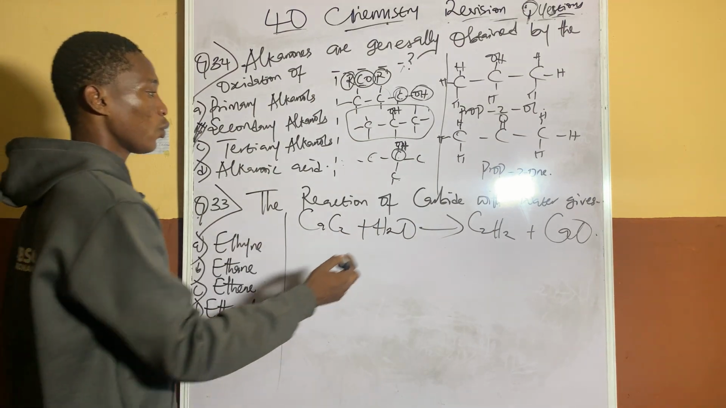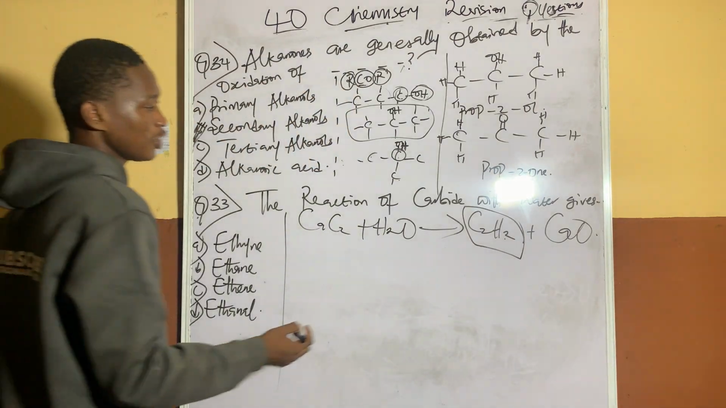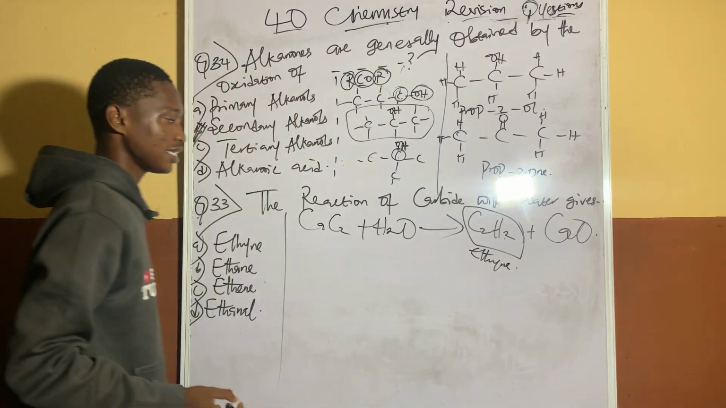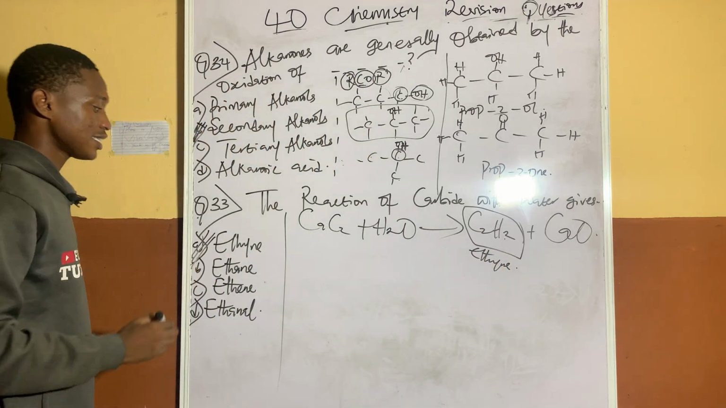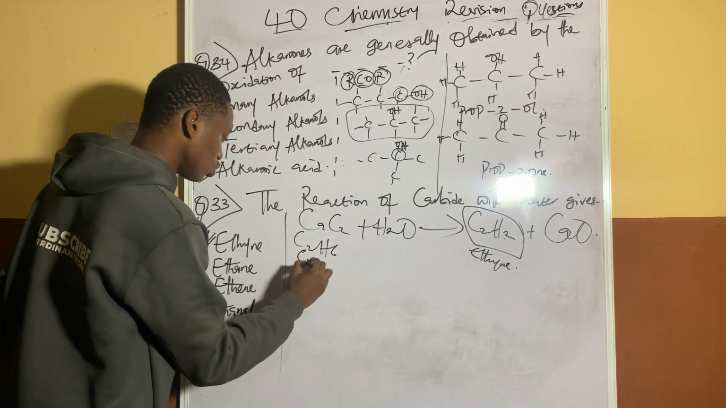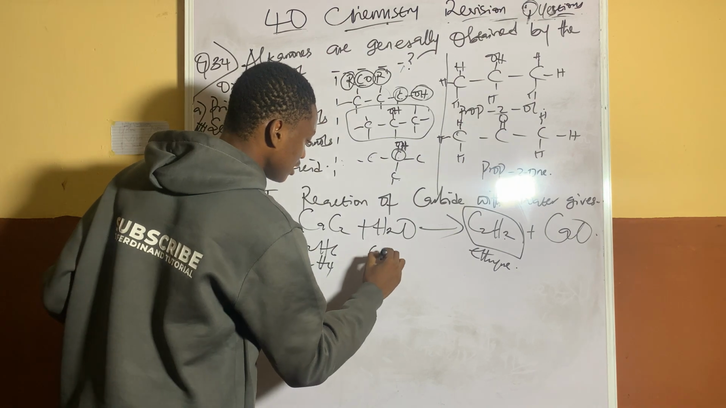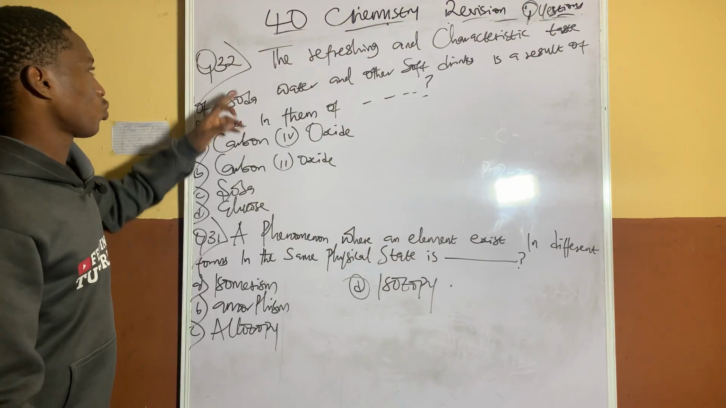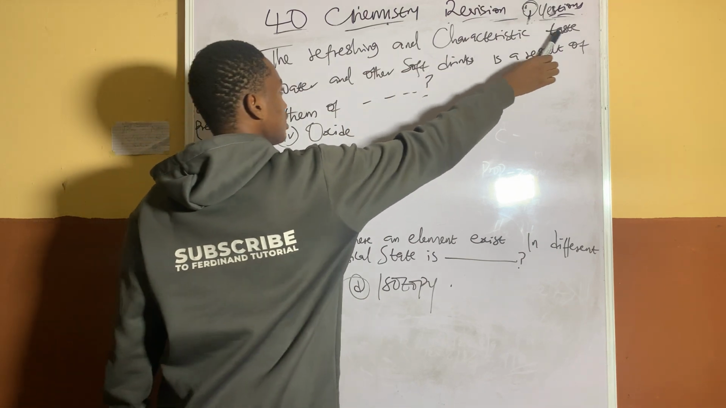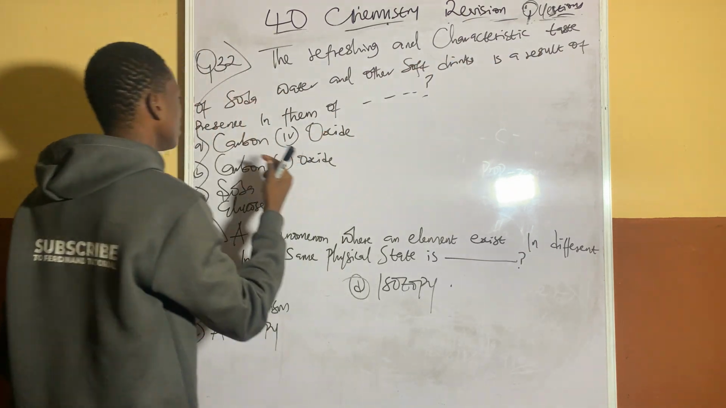In this scenario, what have I formed? I formed C2H2. What is the name of this C2H2? It's ethyne. So my answer here is ethyne, not ethane. Ethane is C2H6. Ethene is C2H4. Ethanol, what is ethanol? Ethanol is CH3CHO.